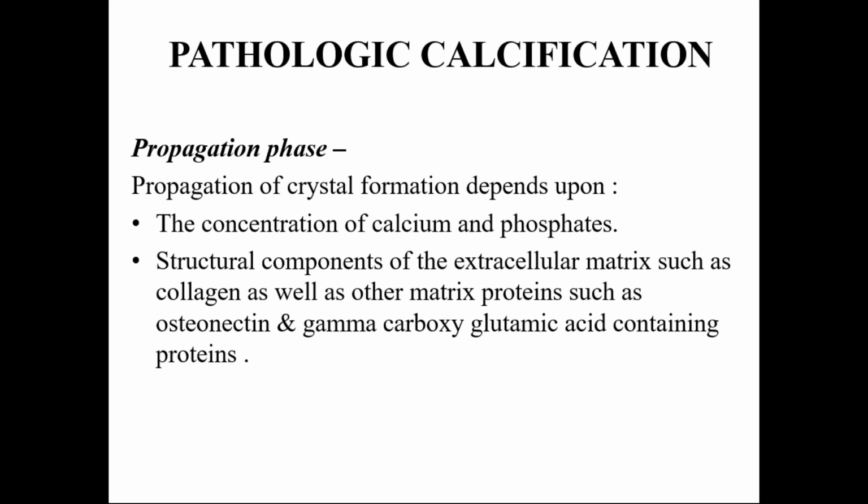Propagation phase of crystal formation mainly depends upon the concentration of calcium and phosphatases. The structural components of the extracellular matrix such as collagen, as well as other matrix proteins such as osteonectin and gamma carboxyglutamic acid containing proteins, are also present.